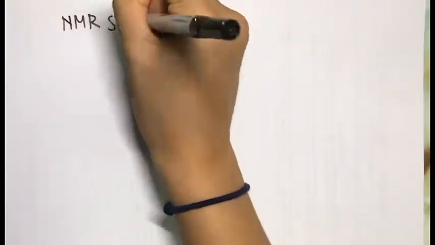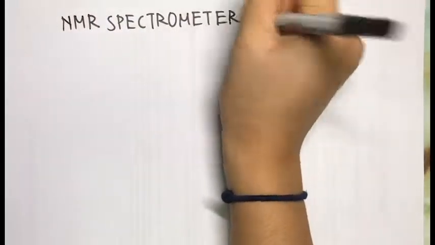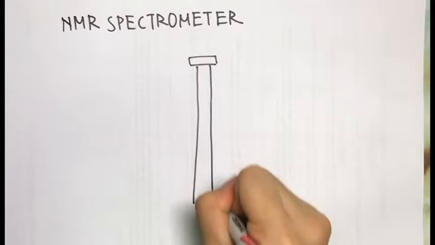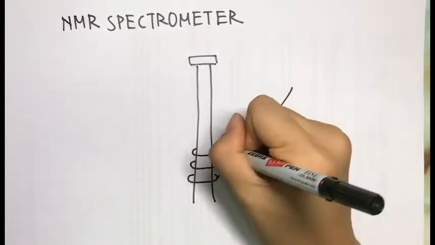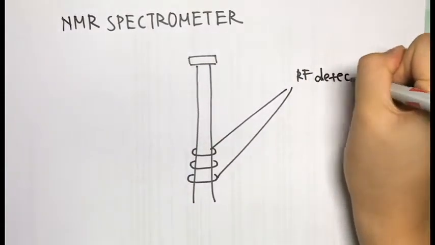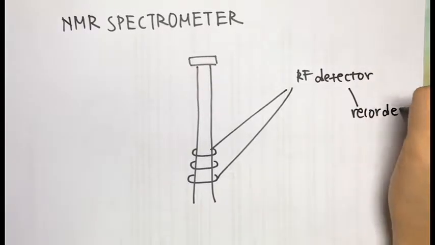This is a diagram of how an NMR spectrometer works. To obtain an NMR spectrum, a sample of compound is placed in a sample tube and suspended between the poles of a permanent magnet in the spectrometer.